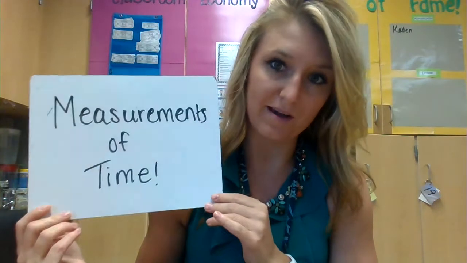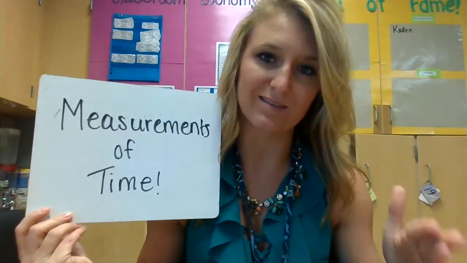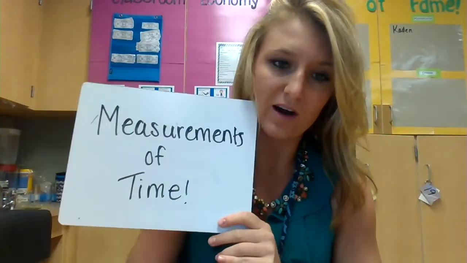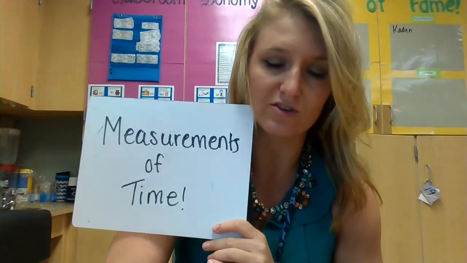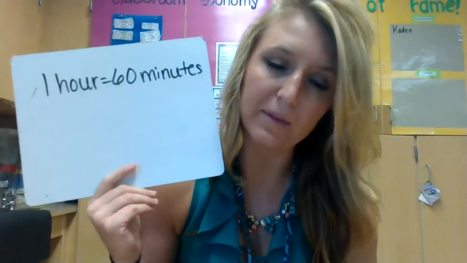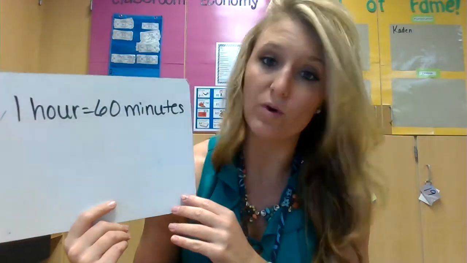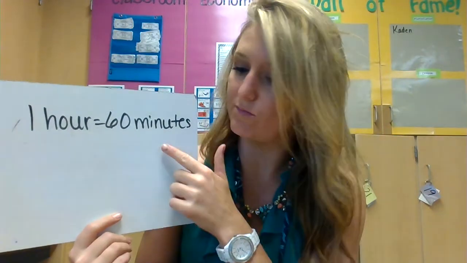So today we are going to be working with measurements of time and how we can convert between seconds, minutes, and hours. All right, so the first thing they're going to ask you to do in your math journal is convert between hours and minutes. First, we need to look at how many minutes are in 1 hour. In 1 hour's time, there are 60 minutes.